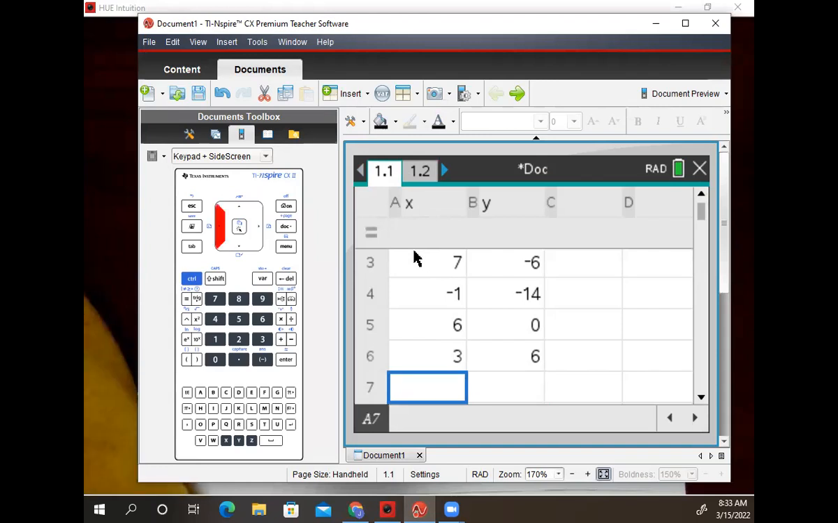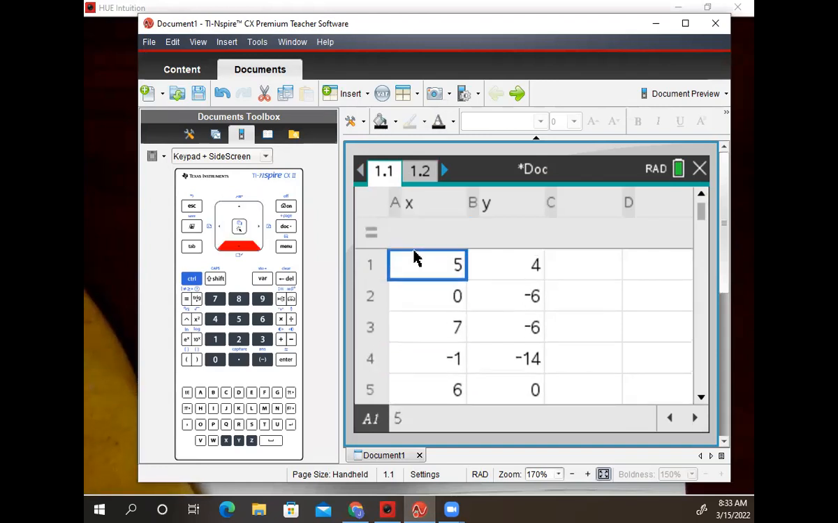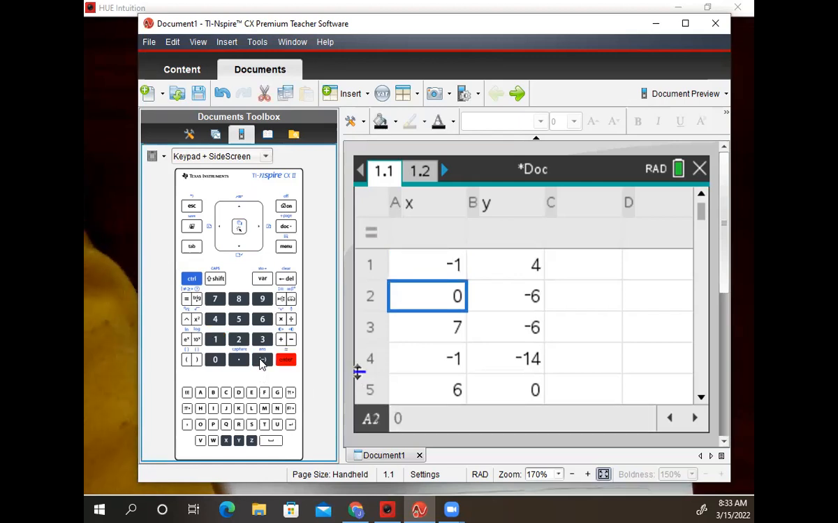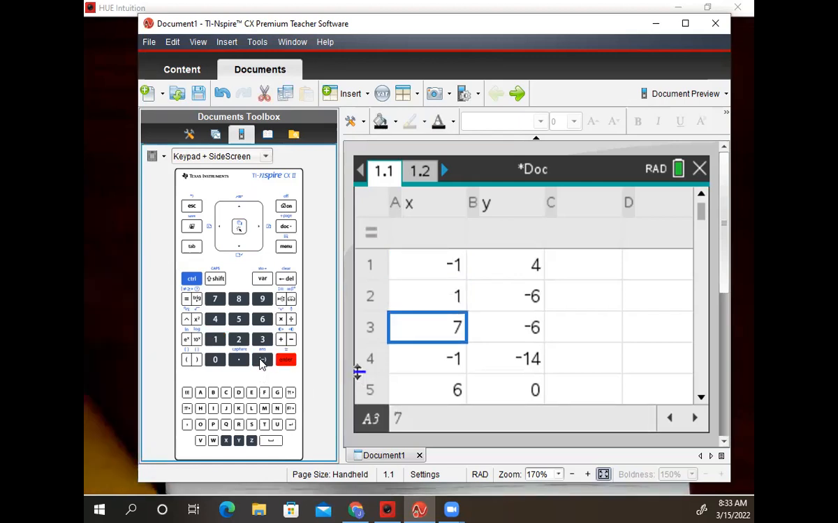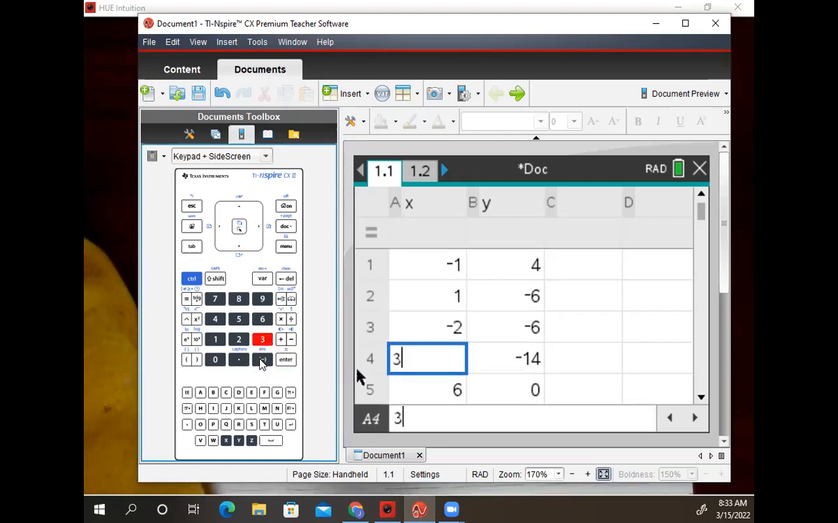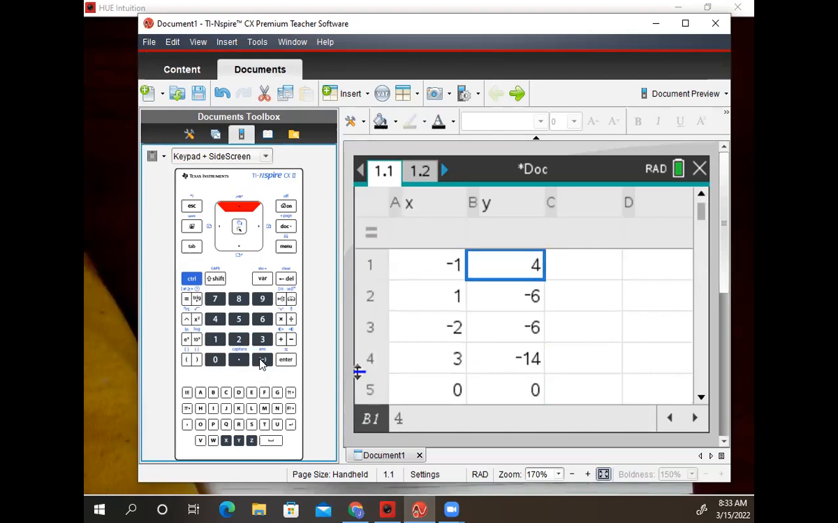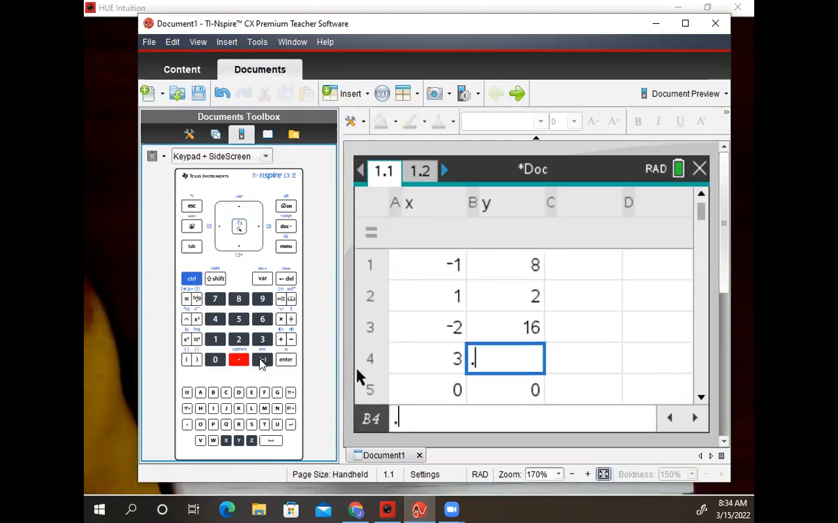What I'm going to choose to do is actually just rewrite over my old data. So I'm going to put in the data for table number 2, which starts with -1, and then 1, and then -2, 3, 0, 2. Works out nicely since the tables are all the same length. You don't have to delete anything like we've had to before.